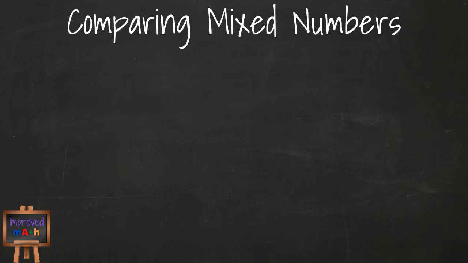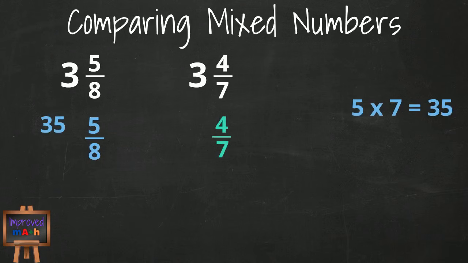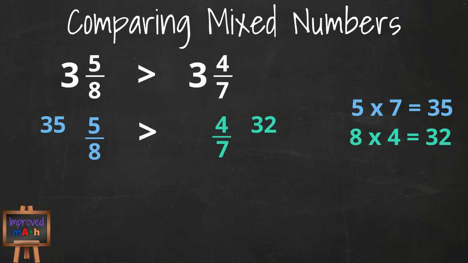3 5/8 compared to 3 4/7. Both numbers are 3, so we don't care about them. Let's look at the 5/8 compared to the 4/7. First, we multiply the 5 times 7 and we get 35. We write that here by the numerator in our first fraction. Then we multiply 8 times 4 and we get 32. That goes over here by this numerator. 35 is greater than 32, so 3 5/8 is greater than 3 4/7.